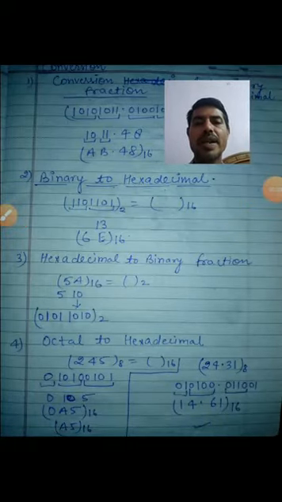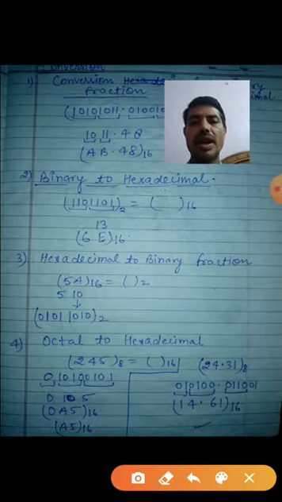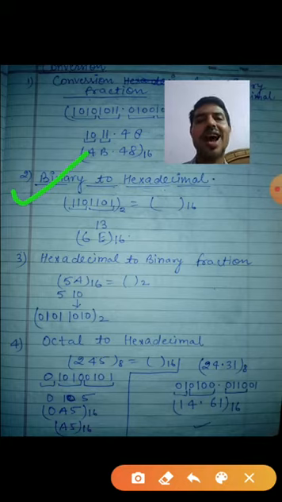Okay, so now be ready for this one. Take this one. This one is what? Binary to hexadecimal. So now the question is: how will you convert binary to hexadecimal? Look here, this one is an example.